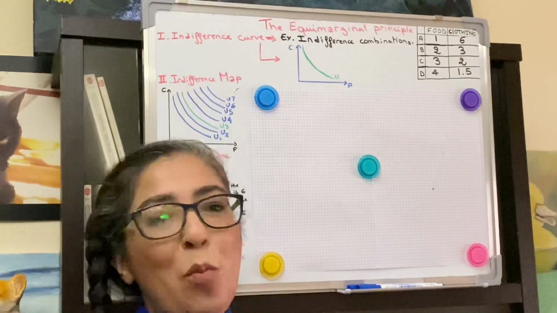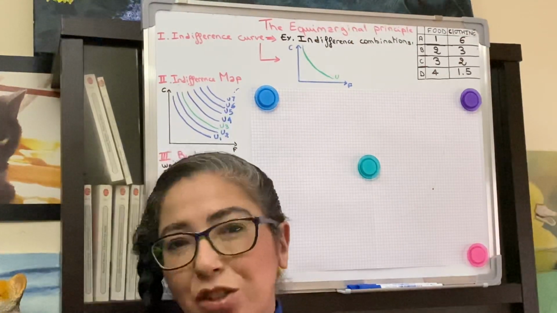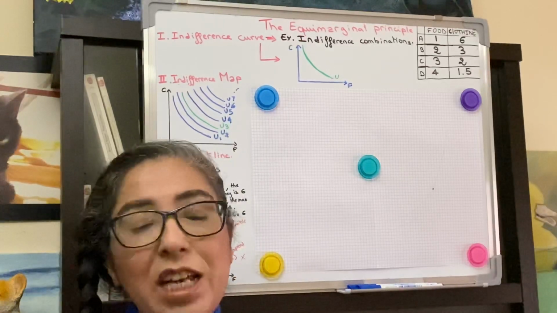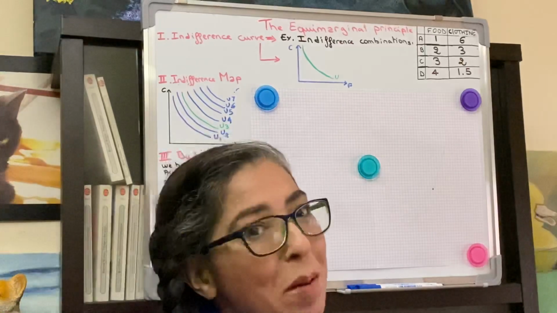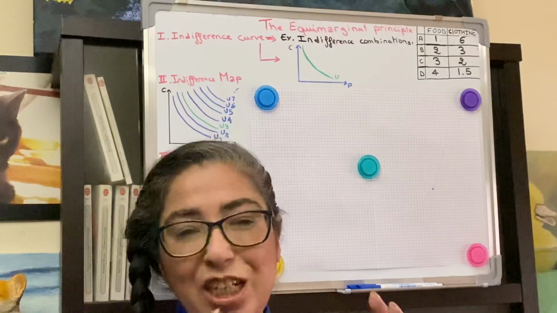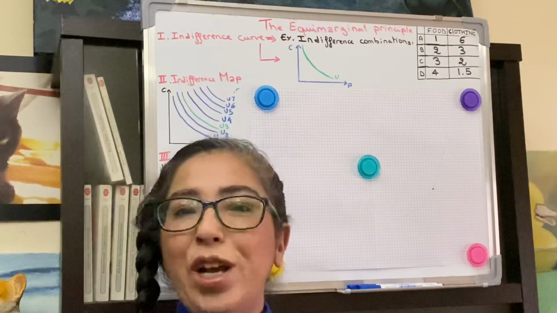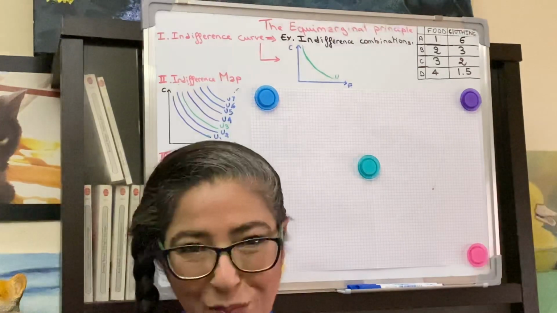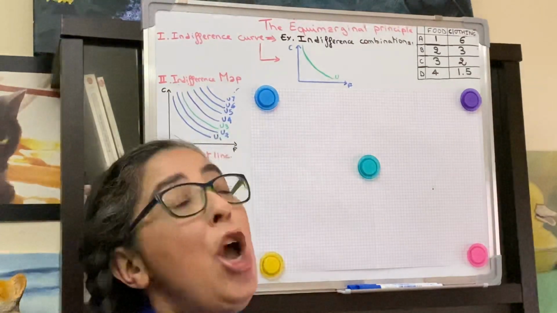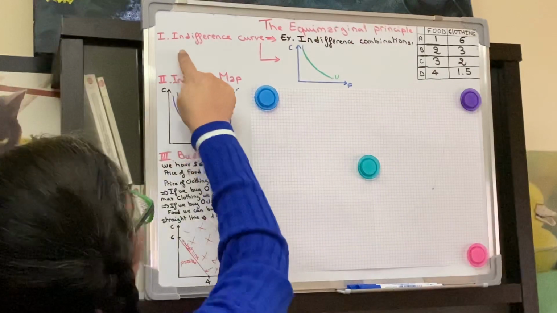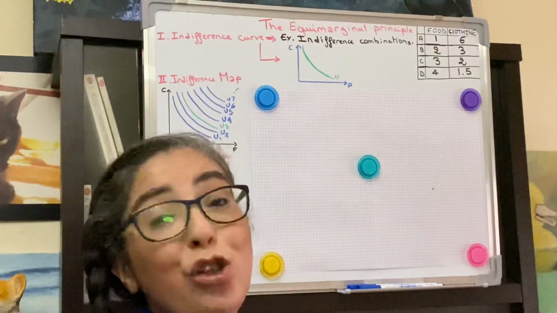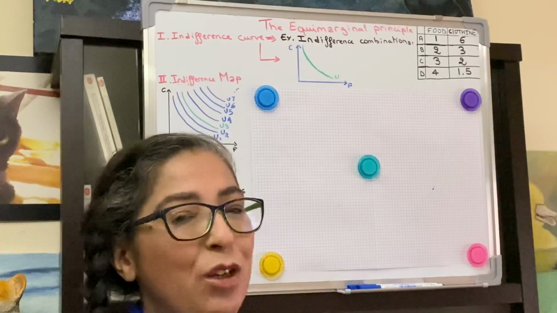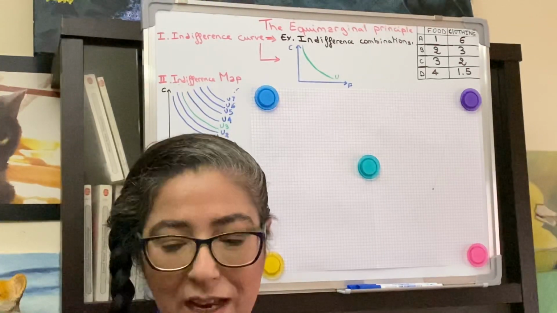Okay, so the equimarginal principle actually tries to maximize your utility. Remember, utility is the degree of satisfaction you get out of consuming a good. Okay? Now, the first thing we're going to study is the indifference curve. What is an indifference curve? To do that, I'm going to use an example, my example.